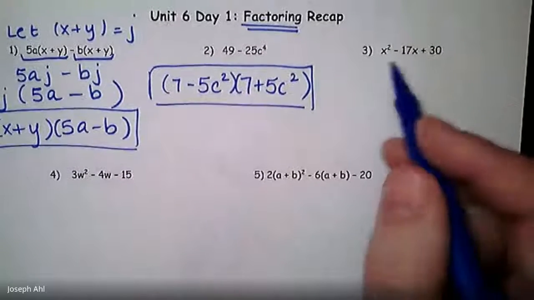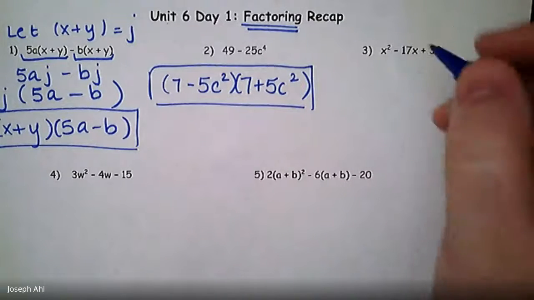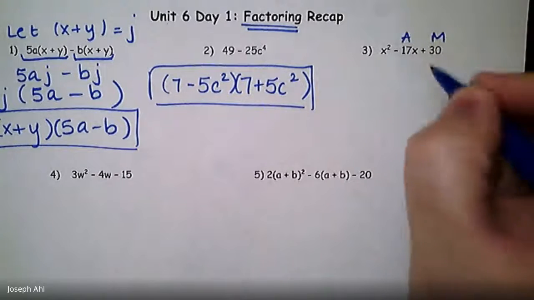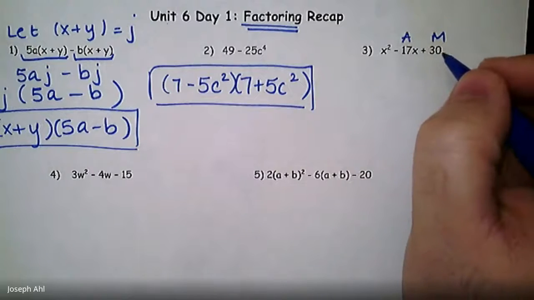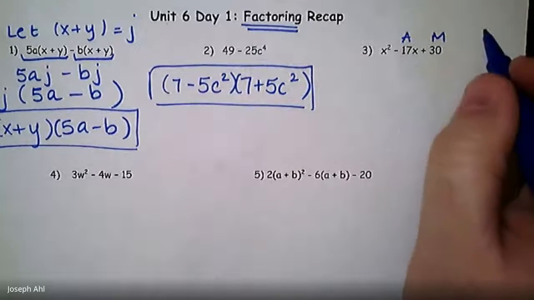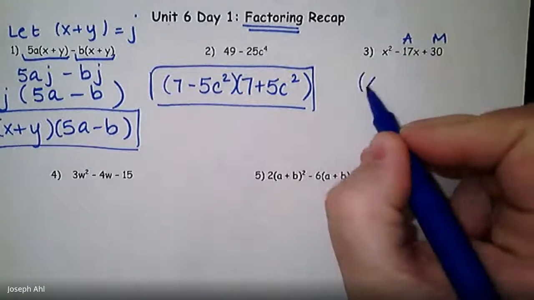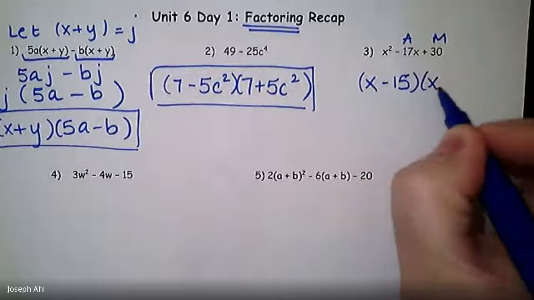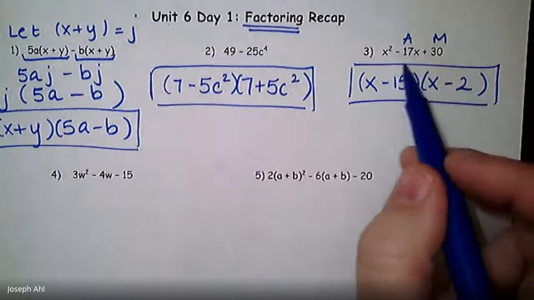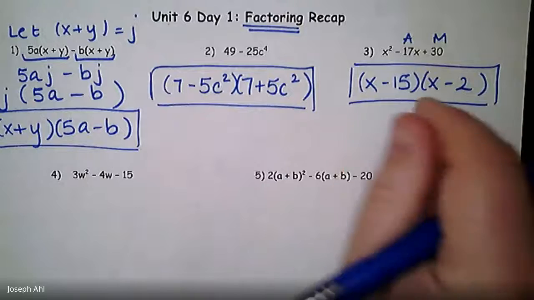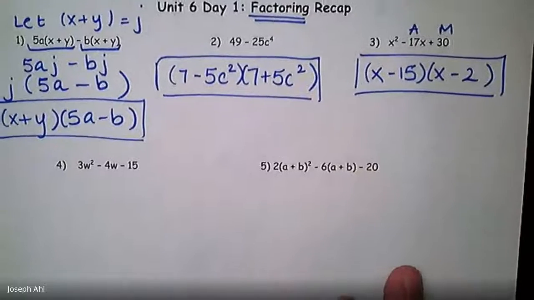Moving across the way to number 3, x squared minus 17x plus 30. This is your really traditional trinomial factoring. When you factor something like this, some students refer to it as the AM method. We're looking for factors that multiply to positive 30 and add to negative 17. You can make a list of 1 and 30, 2 and 15, 3 and 10, 5 and 6. But in the end, the factor pair that works would be x minus 15 times x minus 2. Those 2 things multiply to positive 30, and they also add up to negative 17. So hopefully trinomials in this format are pretty easy for you to factor.